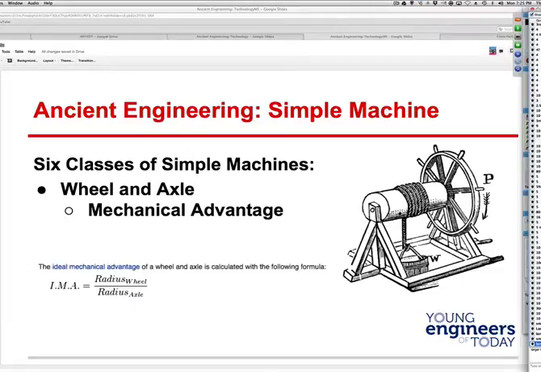Larger, because of the formula. The larger the radius of the wheel, if that number's bigger and this number stays the same, IMA will be bigger. So if I keep increasing the size of this number and I don't change the axle, the IMA will get bigger. All right, you've got larger. Well done. Next question.